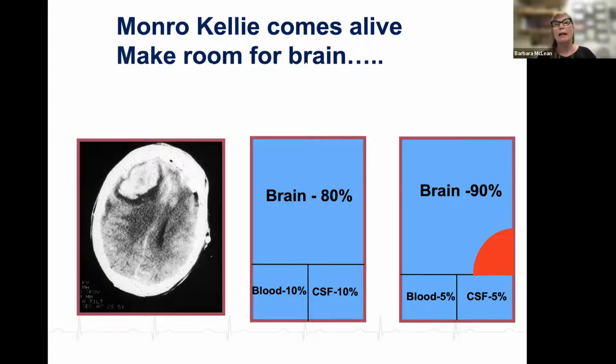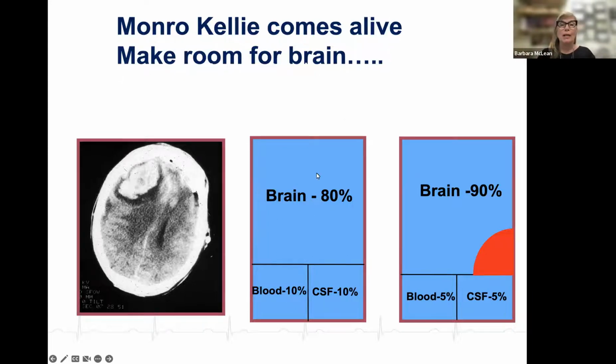It's not static. But this understanding, the Monroe-Kelly doctrine, the Monroe-Kelly hypothesis, is that when one item increases, the others must decrease. Now, that is the Monroe-Kelly doctrine. The Monroe-Kelly doctrine says that you will always, up to your capability, make room for the brain.